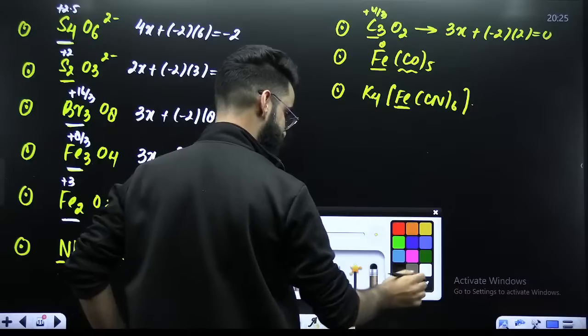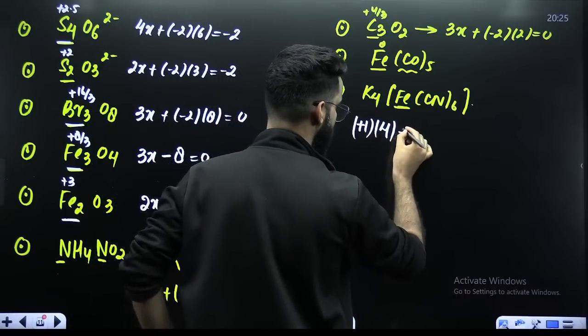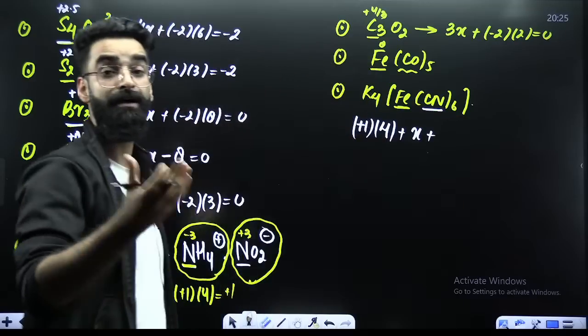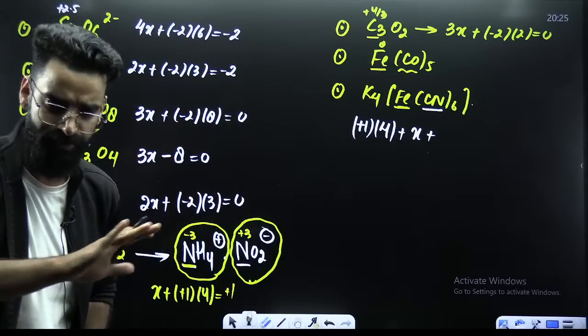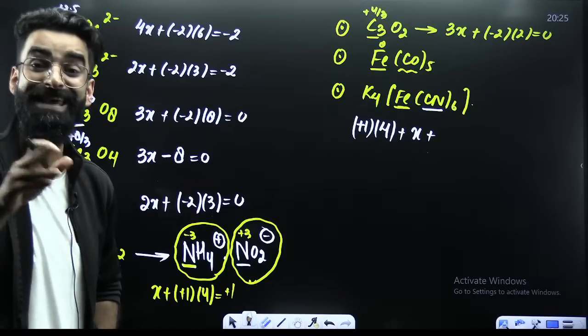Now, for iron, start with potassium. Potassium belongs to group first. Group first element shows +1. There are 4 potassiums. Plus, iron is going to show X. This is CN. CN is basically the ligand. Okay, I'm not using the term ligand. CN is basically CN negative, a radical.